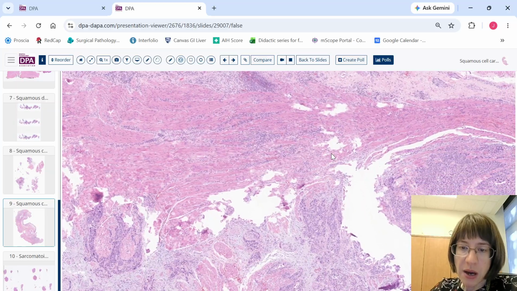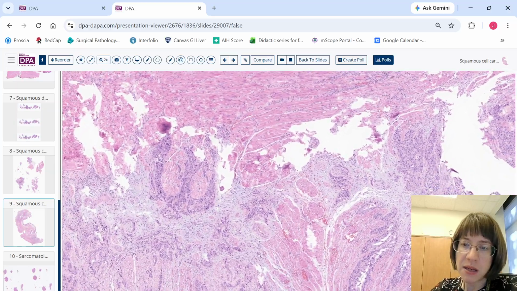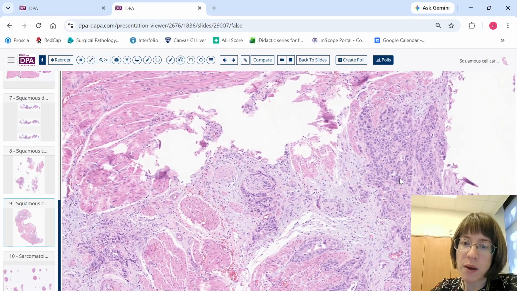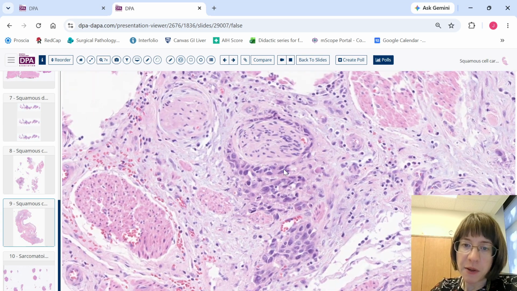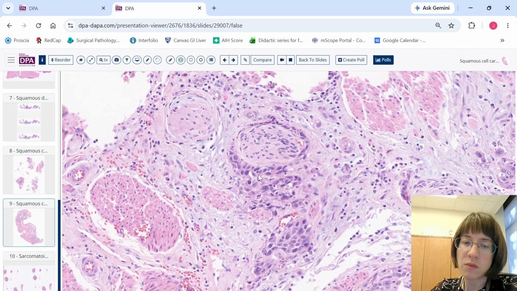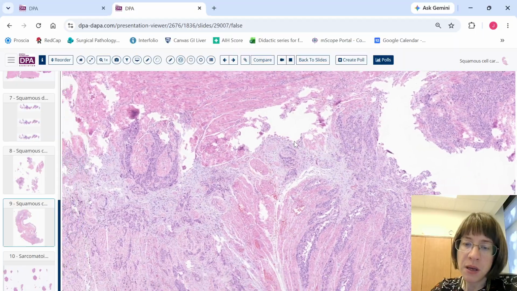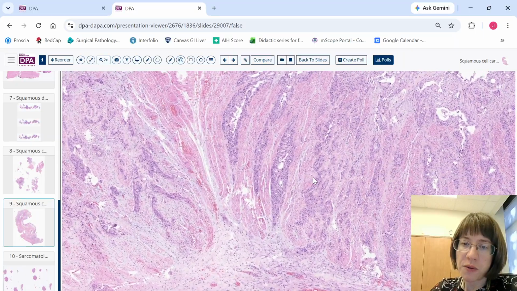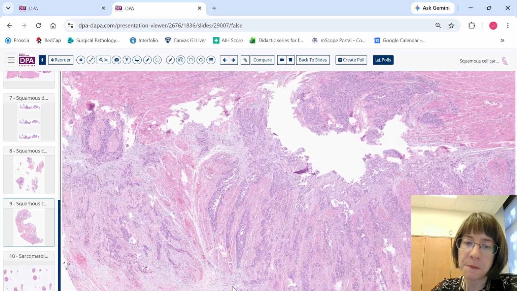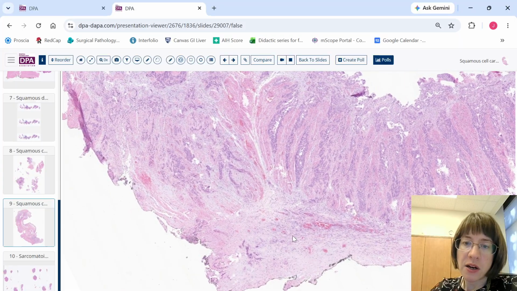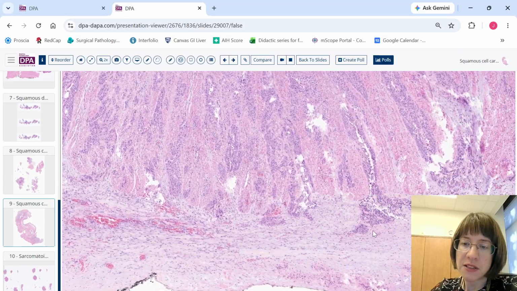As we go farther down here, we can see that the same nests of markedly atypical squamous cells are going into the muscularis propria. Here I can see a nice example of perineural invasion. So this is a nerve in the middle, and we have the squamous cell carcinoma that is wrapping around that. That's perineural invasion. So here it's continuing to crawl through the muscle. All of this pink in here is muscularis propria, and this is all invasive, moderately differentiated squamous cell carcinoma that's crawling through it.